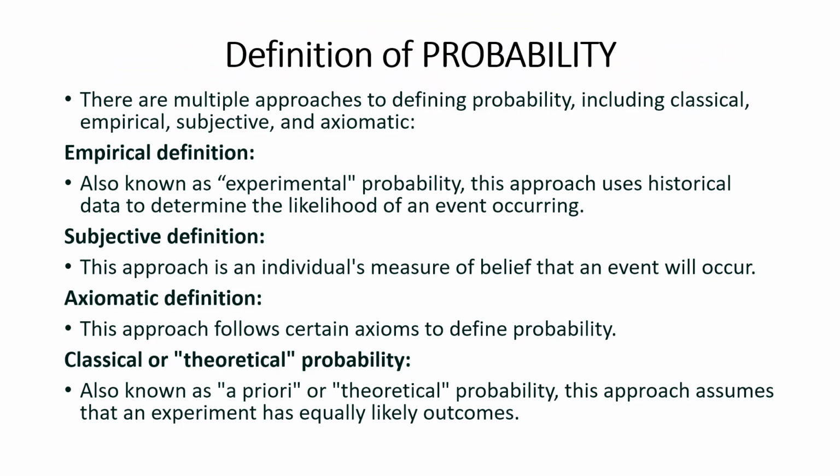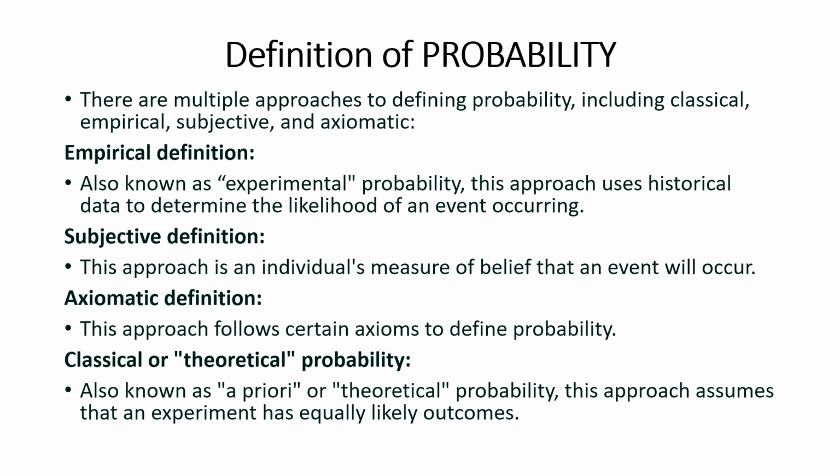You must know there are different approaches for defining probability. The first one is the empirical definition, also called the experimental probability. This approach uses historical data to determine the likelihood of an event occurring. Means from the previous records you try to predict the probability for the future event.